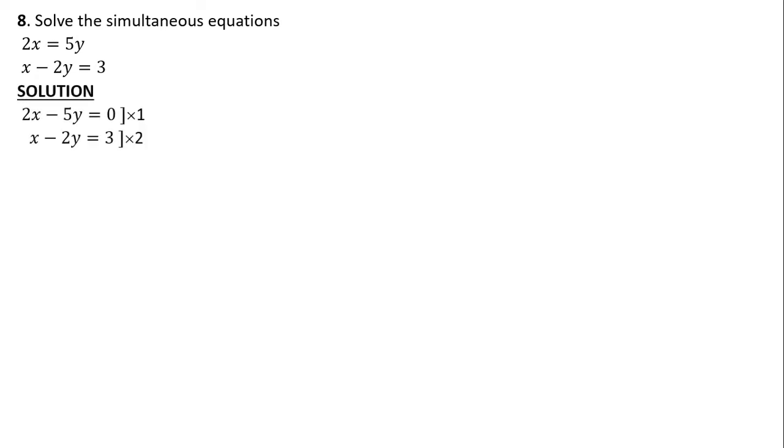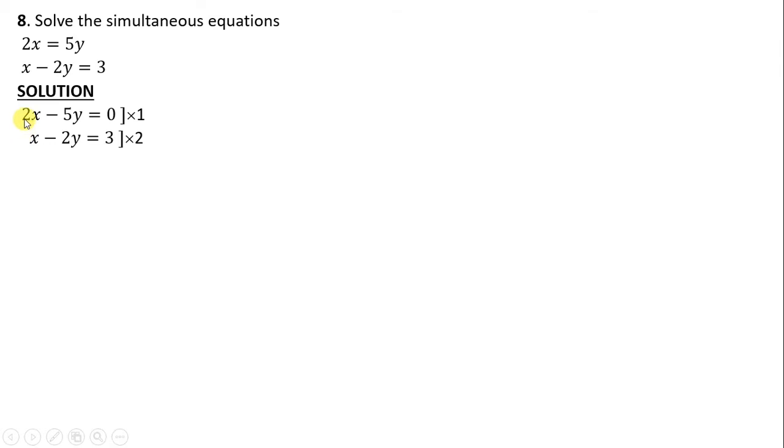We are going to use the elimination method. But before we do that, we have to standardize the first equation. So what we are going to do is to transpose this positive 5y, move it from the right hand side to the left. It will become a negative, which is equals to 0. Now, you cannot eliminate when the coefficients are not the same.